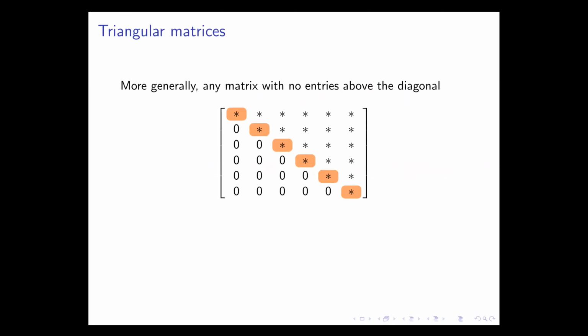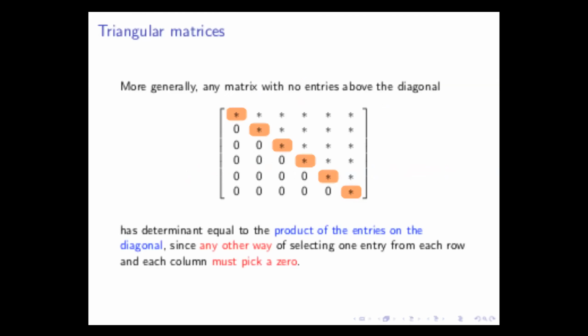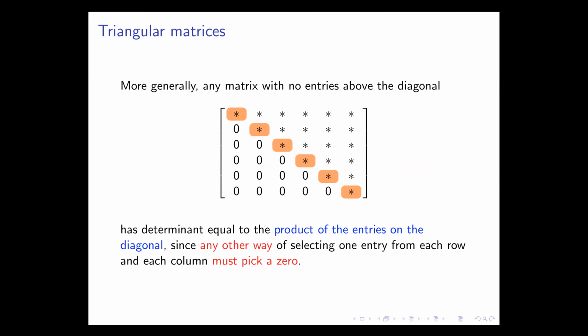And yeah, if you have the triangular matrix like this, with all zeros below and non-zero entries above the main diagonal, then its determinant is the product of the entries on the diagonal, because of the fact that we just discussed, that any other way of selecting one entry from each row and each column must pick a zero.